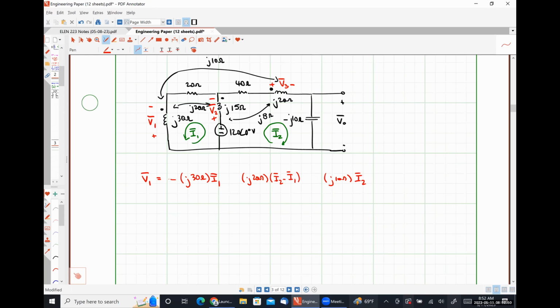All right. Now let's talk about our mutual terms. Okay. So we have established that the positive polarity terminal is at the undotted terminal. That means for our mutual terms to be positive, we need the current to flow into the undotted terminal. The current flowing into the undotted terminal of that second one is I1 minus I2, which means if I put a negative sign here, that takes care of that. And the current flowing into the undotted terminal of coil 3 would be negative I2, so I put a minus sign here to take care of that.